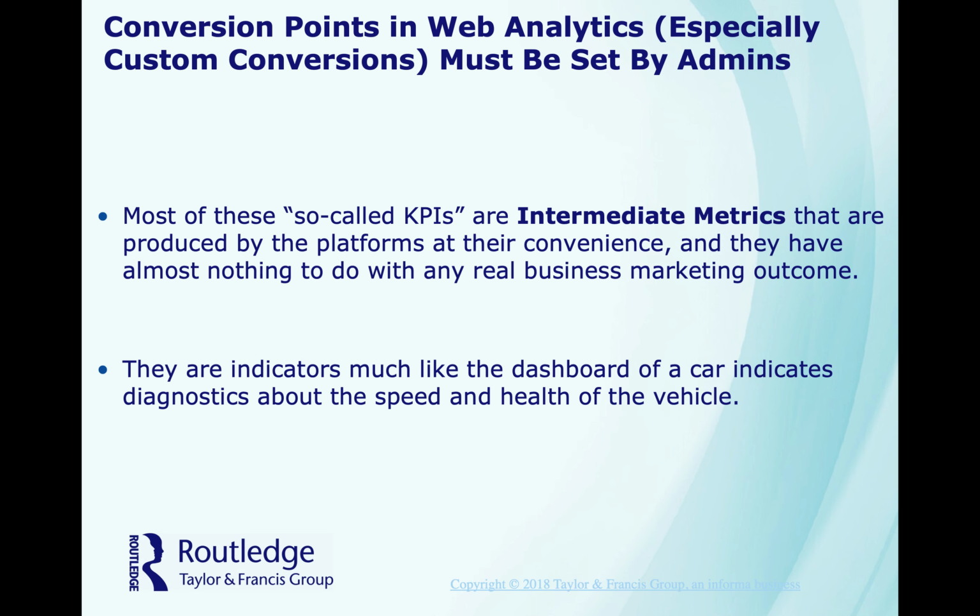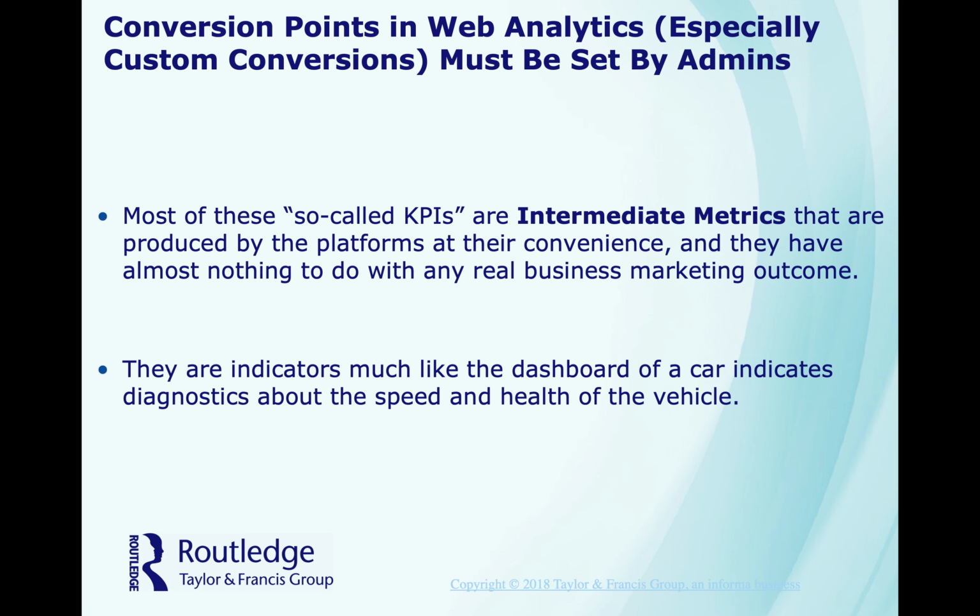Conversion points in web analytics, especially custom conversions, must be set by the administrators. This is where Google Analytics comes in. It can track it, but you have to set it up first before it can say, okay, this is what we're doing. You can custom track as well. You might say, I want to compare last week's data to this week's data. You can set that up. You can even have it send email reports to your boss, saying this is how we're improving or not improving, and what we can do better.